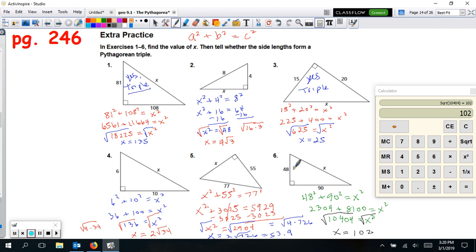So again, we don't have another triple. So yes, on this one, this is a triple as well, because we got a nice, neat, positive integer on that last one.